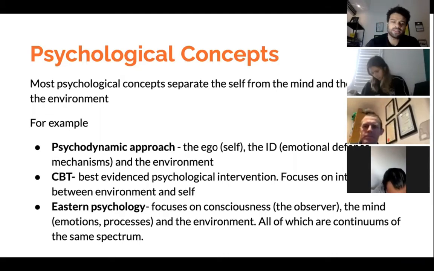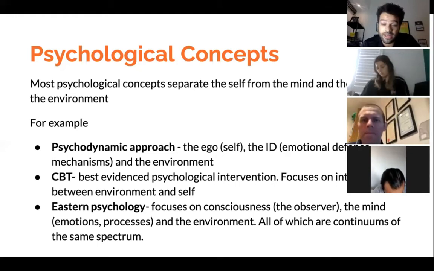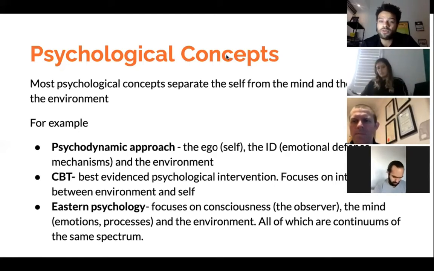We've then got Eastern psychology, which has a huge toolkit for us to use. This focuses on consciousness, i.e. the observer. So here the observer replaces the ego in the psychodynamic approach. And we have the mind, which replaces the id. This is where we have emotions and processes. And then we've got the environment outside of this. All of these concepts are continuums on the same spectrum. They give us concepts and metaphors to understand the mind.